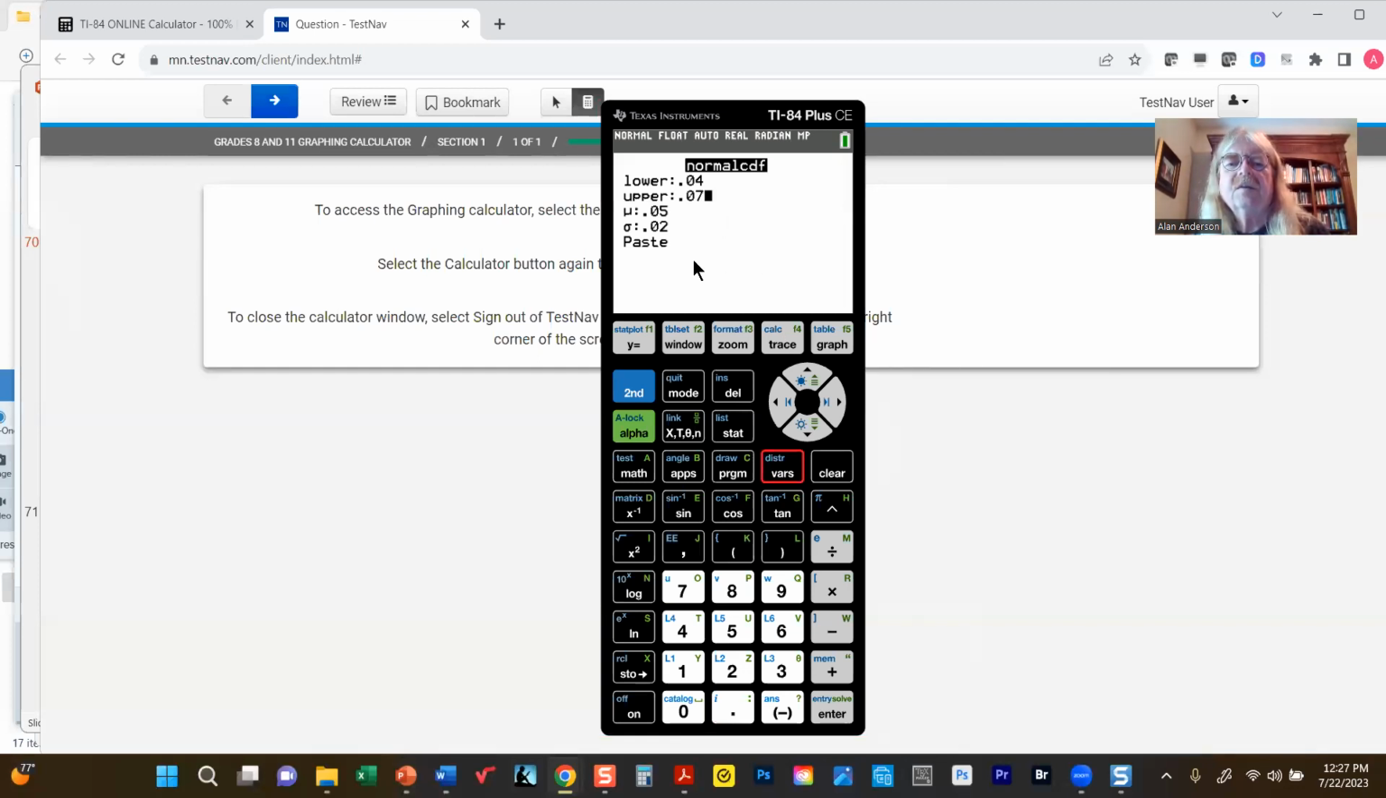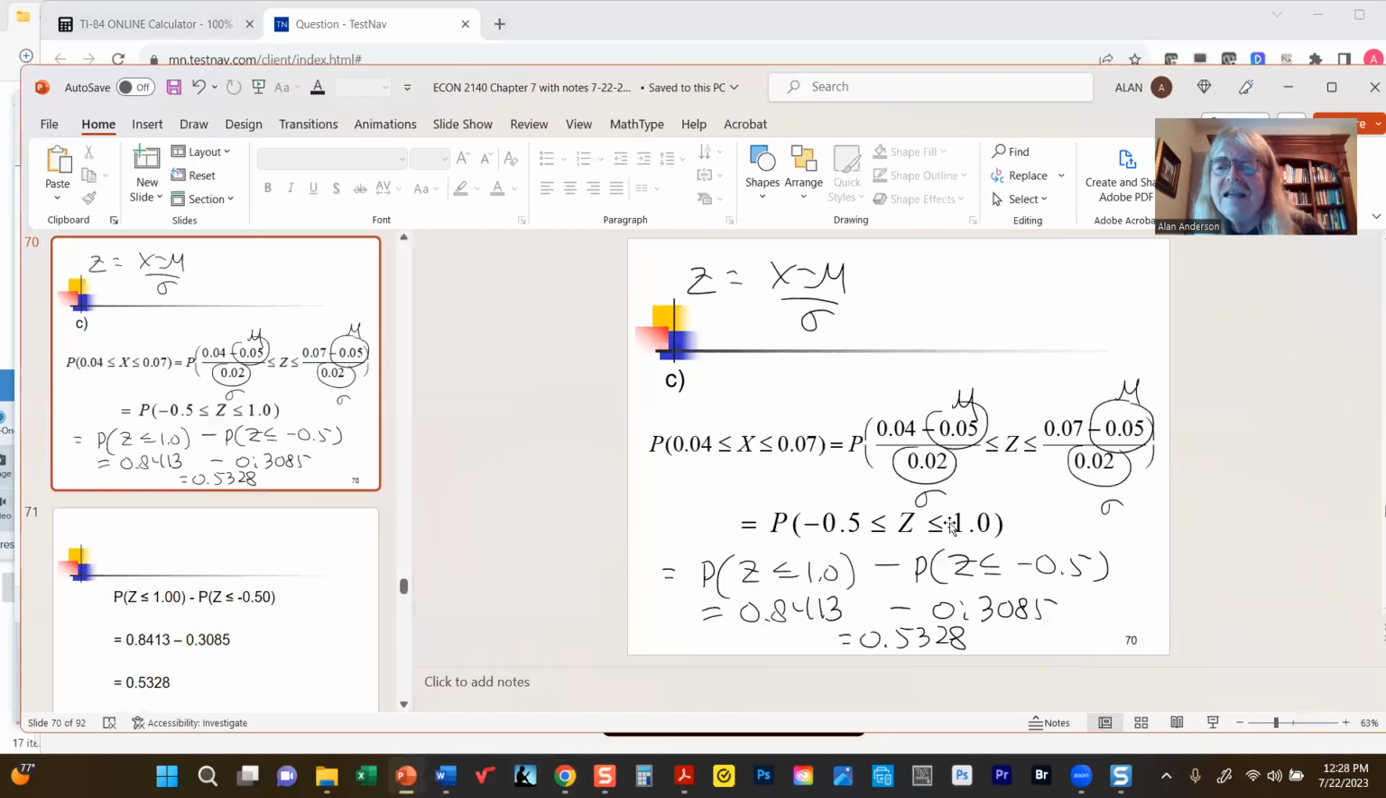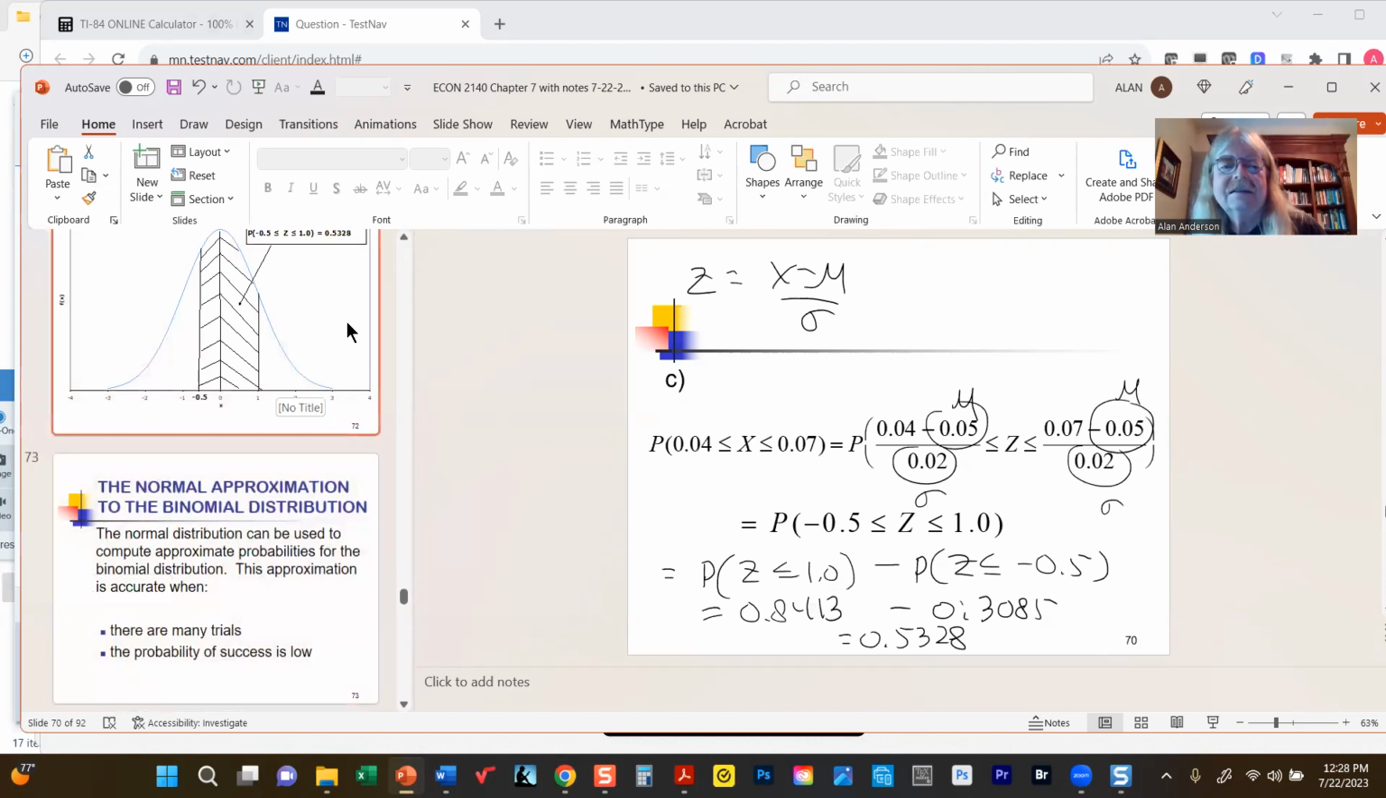and let it rip. So in other words, paste. Oh, I have to actually arrow that one down. I'm still getting used to this thing. Your actual calculator, the one you hold in your hands, you'll get used to it pretty quickly. 0.5328. It's the same. How do you like that?